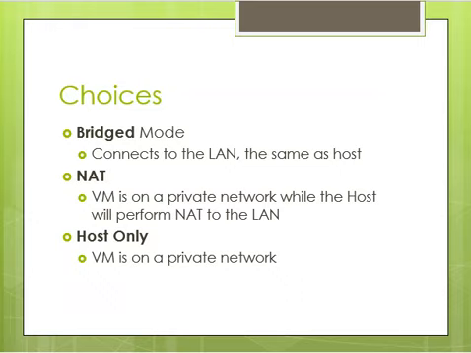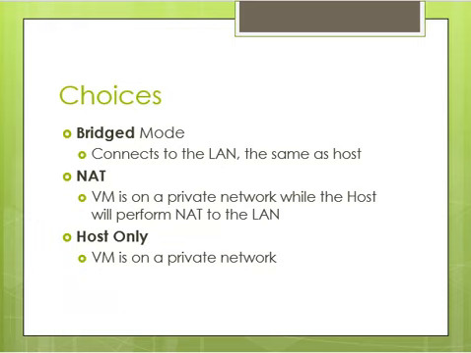Bridged mode connects to the LAN the same as the host. If you set your network adapter for bridged, that means you're going to connect to the same LAN that the host does and pull an IP address the same as the host. Then there's NAT, or network address translation. The virtual machine is on a private network while the host performs network address translation to the LAN. So the host is going to pretend to be a router, and the router is going to be doing network address translation, similar to what a Wi-Fi router does. A Wi-Fi router hooks up to your service provider, and then it does network address translation, providing a private IP network for your computers at home.